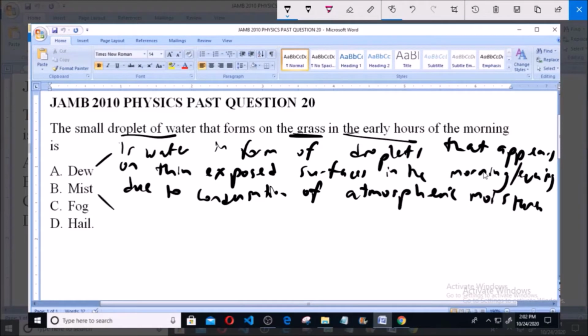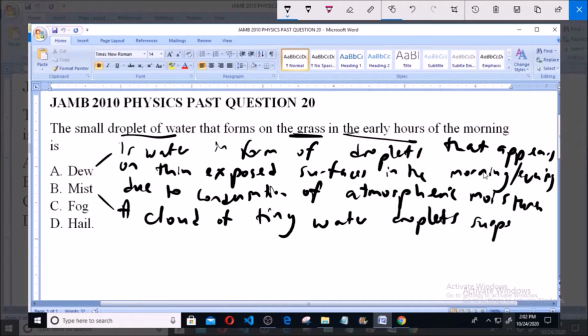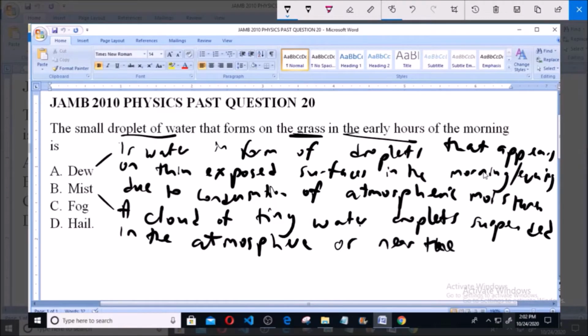Now option B says mist, and mist is defined as a cloud of tiny water droplets suspended in the atmosphere, or near the Earth's surface.